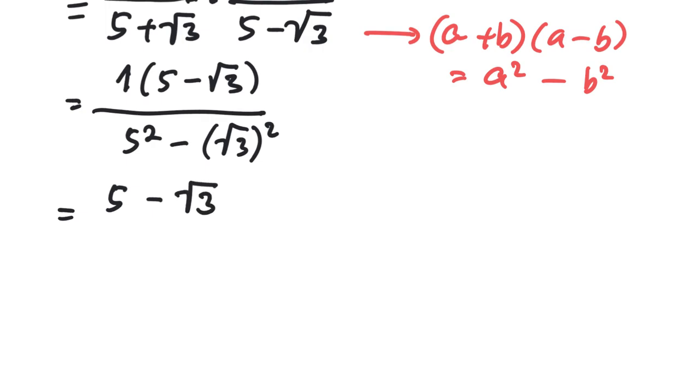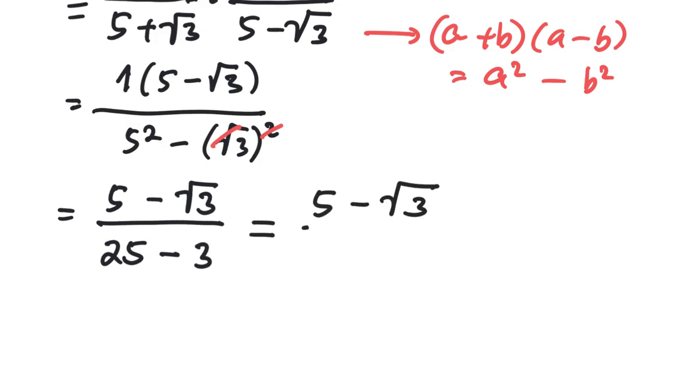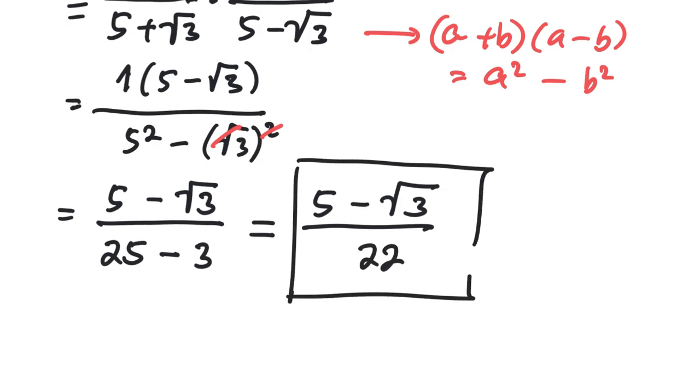Okay, multiplying 1 times 5 minus root 3. Now here we go. I'm going to simplify this one. It's going to give you 25, and if I'm going to cancel this one together, what is there is just going to be 3. So that's going to give you minus 3. Therefore, my final answer here is going to be 5 minus root 3 all over 25 minus 3, which is going to give you 22. So this is now your final answer in here.